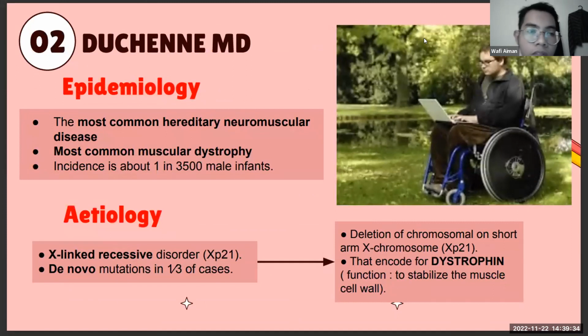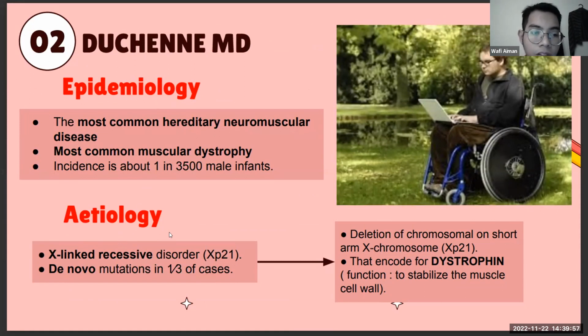So we move first to Duchenne muscular dystrophy epidemiology. It is the most common hereditary neuromuscular disease, and the most common muscular dystrophy. It is quite common because its ratio is 1 in 3,500 in male infants.